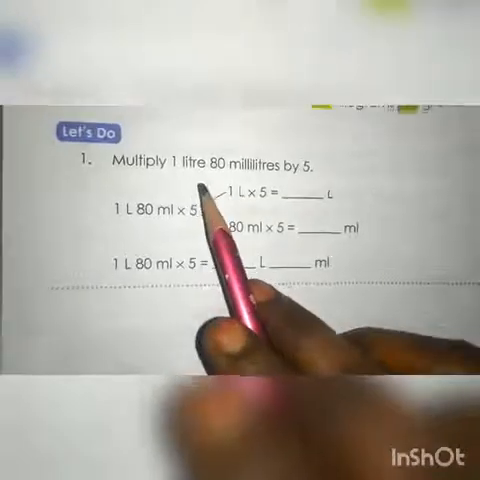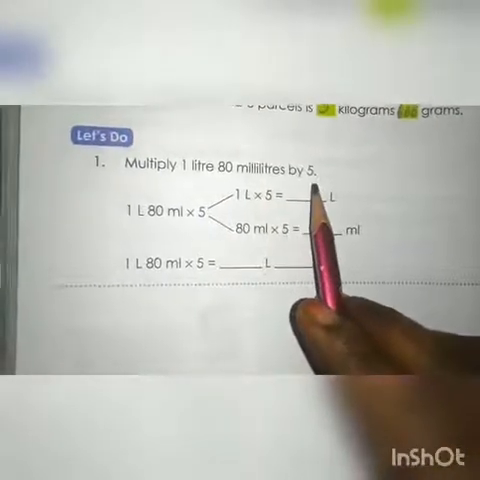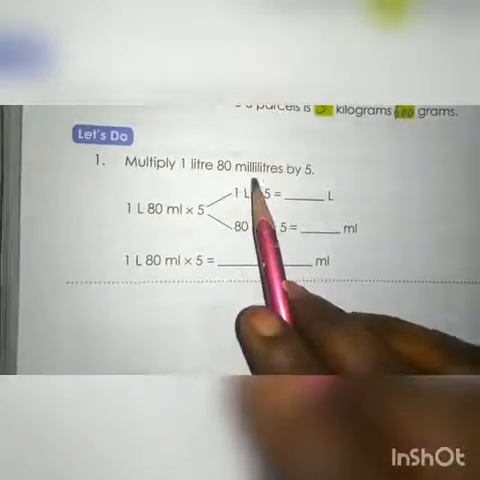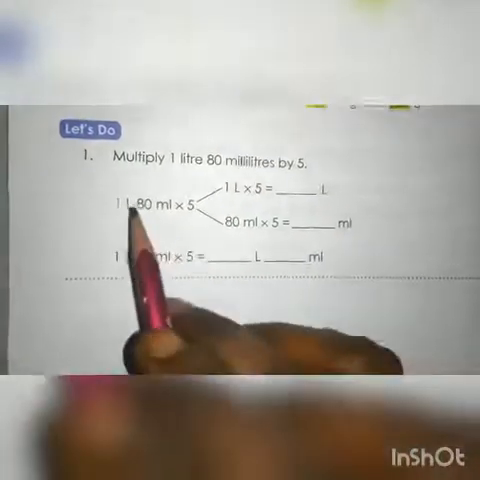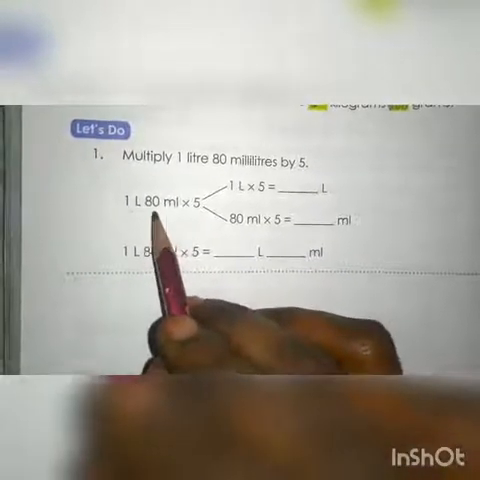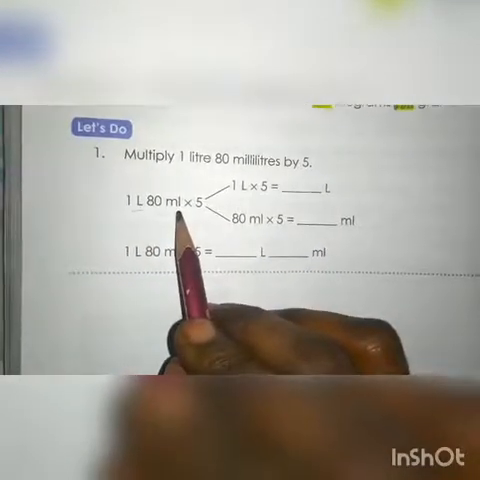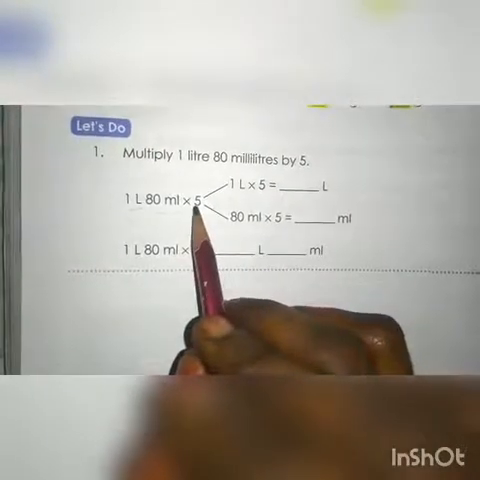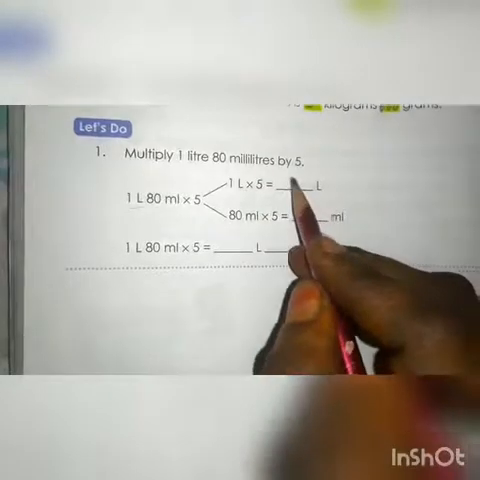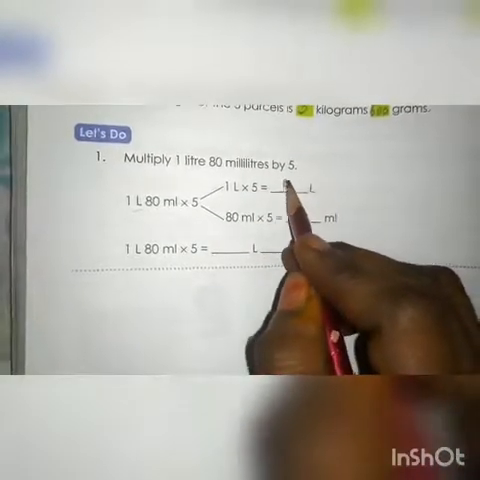Multiply 1 liter 80 milliliters by 5. We have to multiply 1 liter 80 milliliter by 5, right? So we cannot multiply it directly. So we have to separate liter and milliliter and multiply with 5 separately. So 1 liter into 5. 1 liter into 5 is equal to 5 liter.